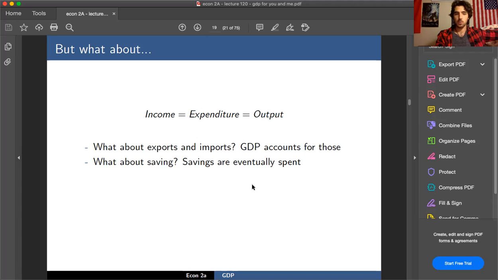And what about saving? People have a tendency to save money. A good example is when times are tough. People figure that it's better to hold on to every cent that they can get, which is not beneficial.